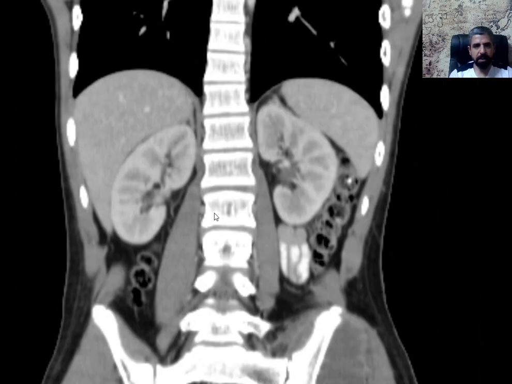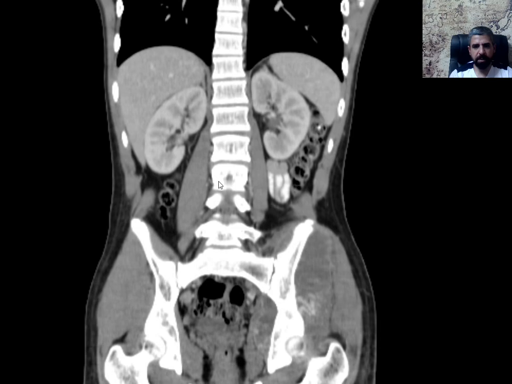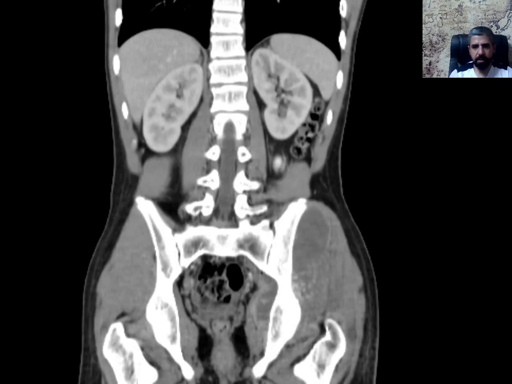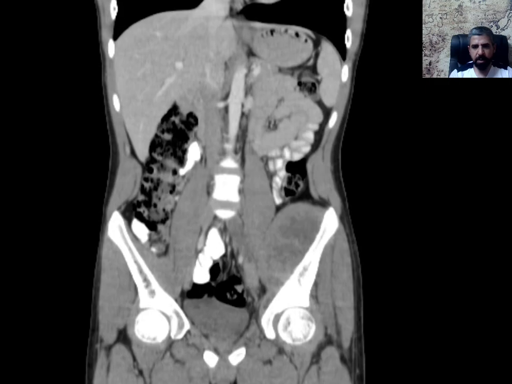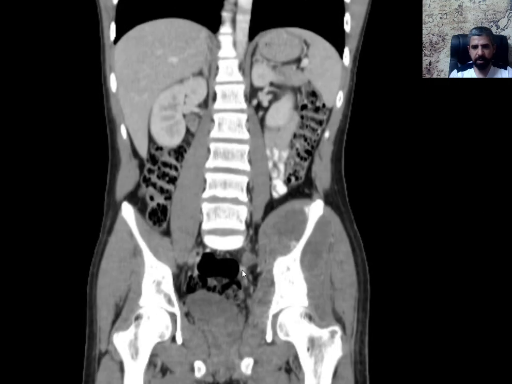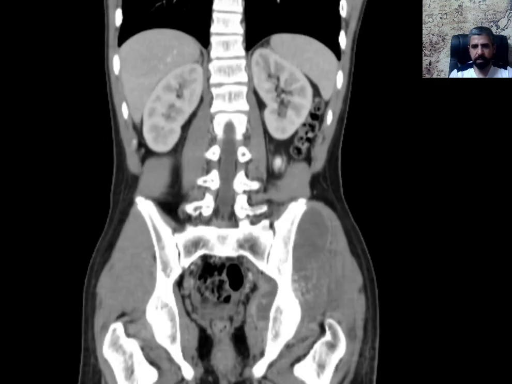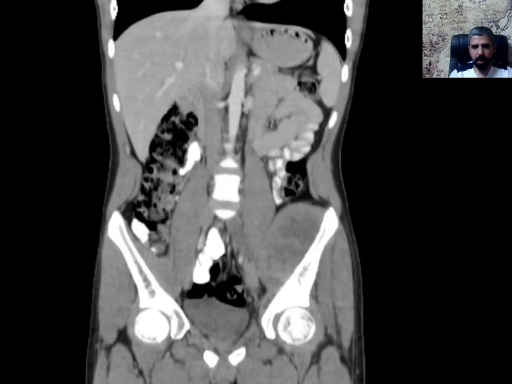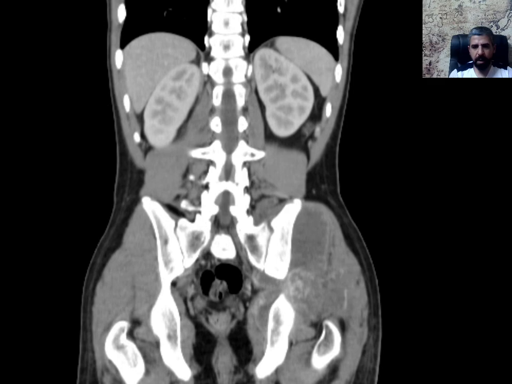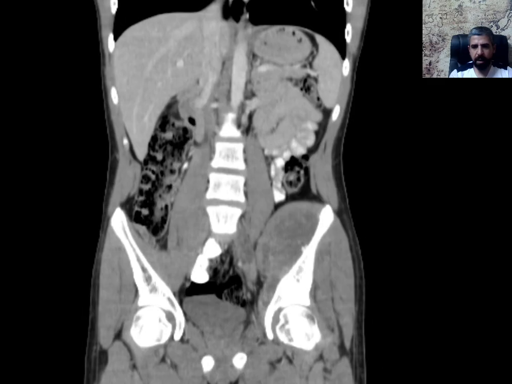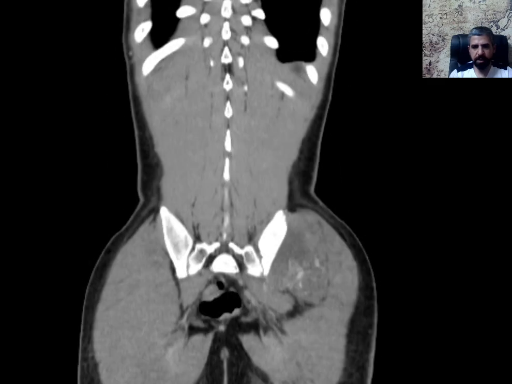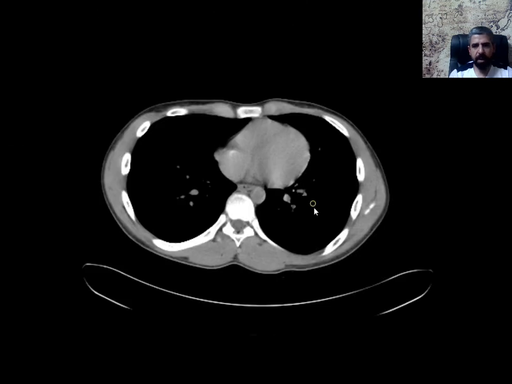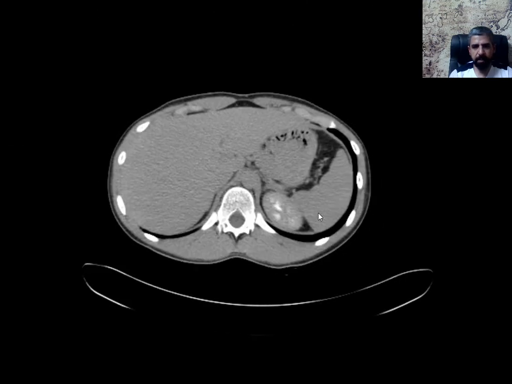coronal images. Just let me adjust this for you so that you can have a good look. And let's see now, these are the coronal images. You can appreciate the size of the mass here, and you can see the relationship to the adjacent structures. I think we can do better if there are some late post-contrast images.